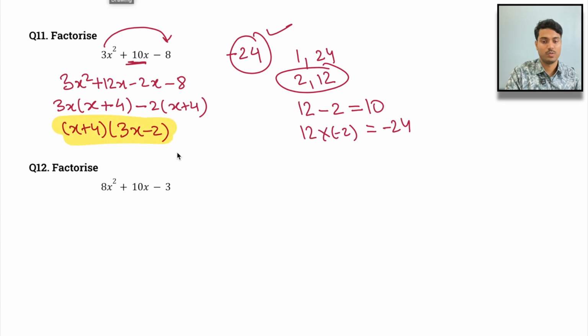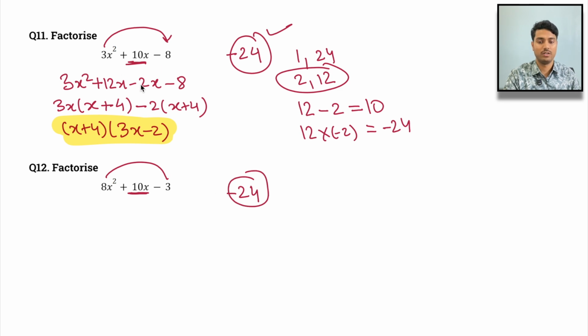You can check the last question as well. 8x squared plus 10x minus 3. So again 8 into negative 3, negative 24, and the middle term we want is 10, just like the previous question. That means we can again take the same values, 12 and negative 2. So we can write it as 8x squared plus 12x minus 2x minus 3.